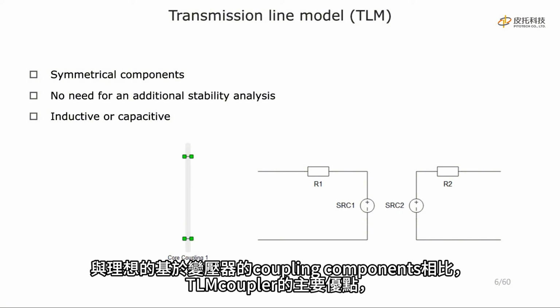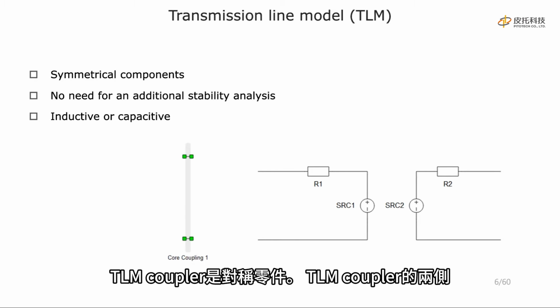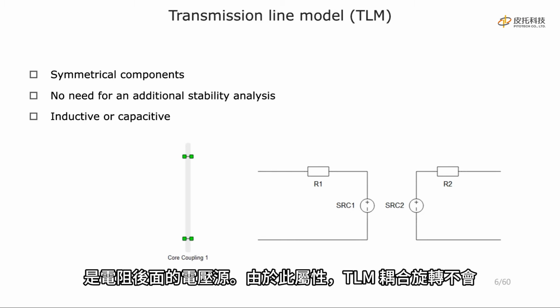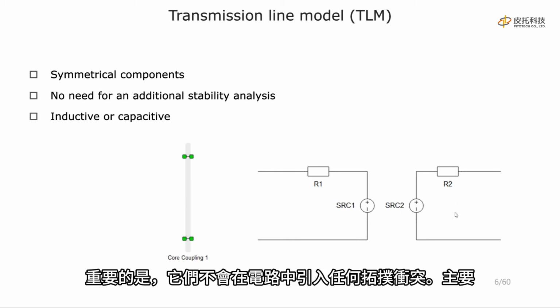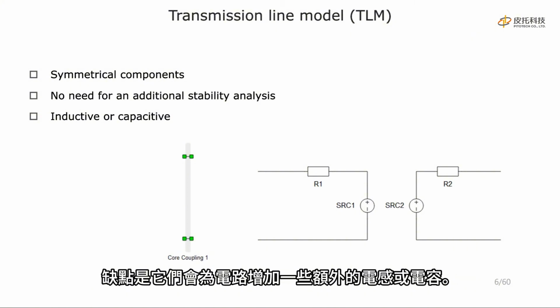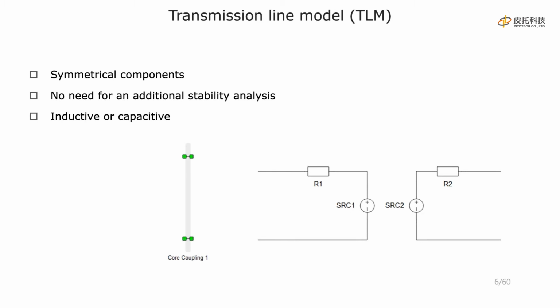The main advantage of TLM couplings, compared to the ideal transformer-based coupling components, is that TLM couplings are symmetrical components. Both sides of the TLM couplings are voltage sources behind a resistance. Because of this property, TLM coupling rotation is not important and they will not introduce any topological conflict in the circuit. The main disadvantage is that they add some additional inductance or capacitance to the circuit.